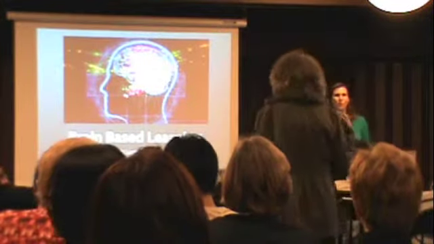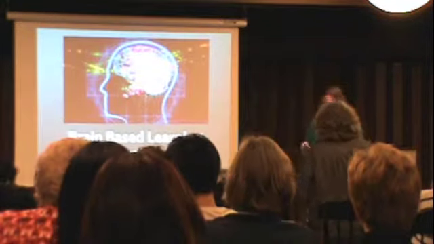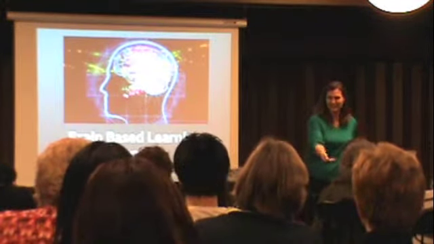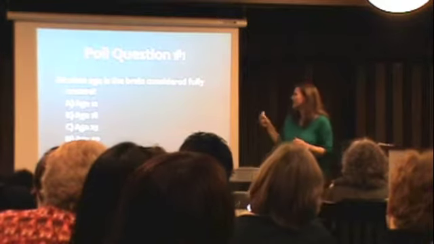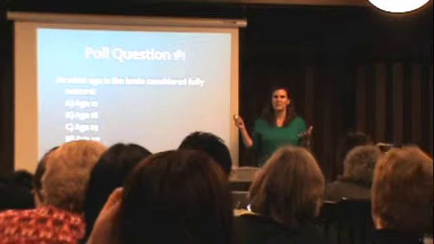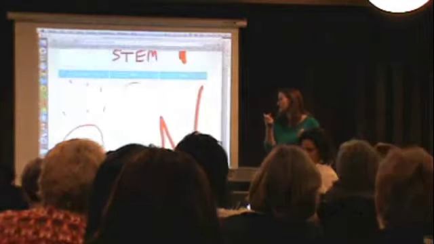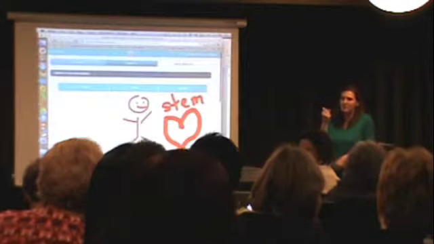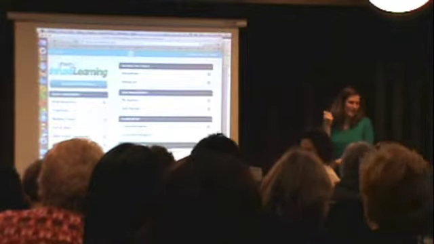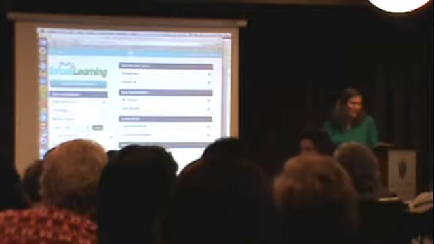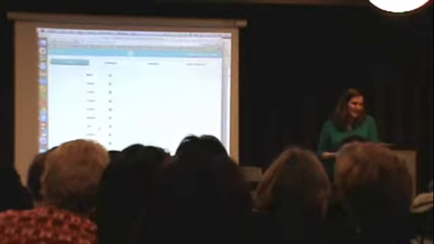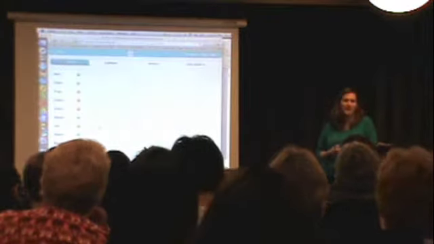We're going to have a few poll questions today, so we're going to start with one right away. At what age is the brain considered fully mature? You can answer on your smart device. I have to show them the responses. I can tell you what they are. A is age 12, B, age 18, C, age 25, or D, age 40s. At what age is the brain considered fully mature?